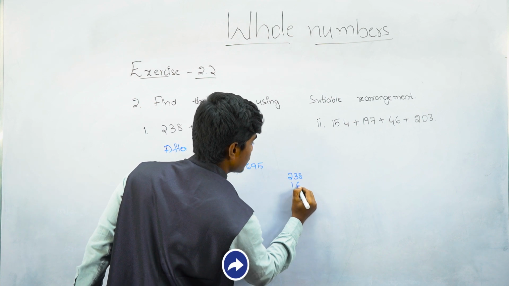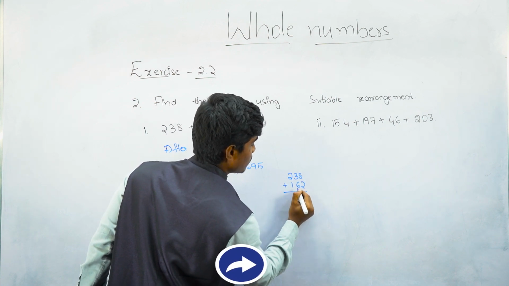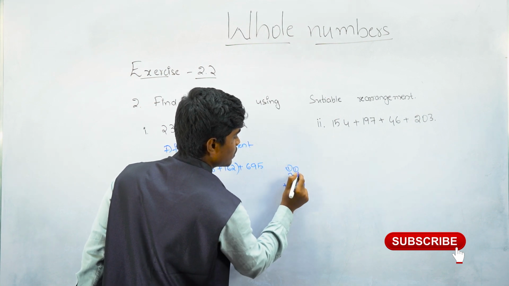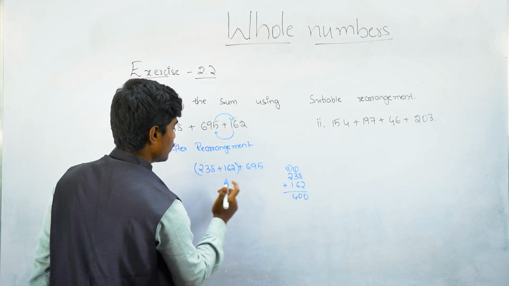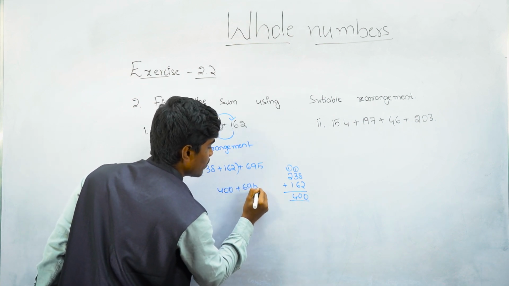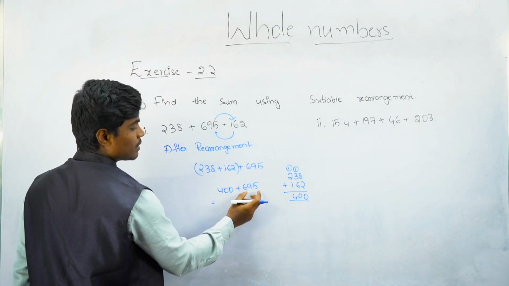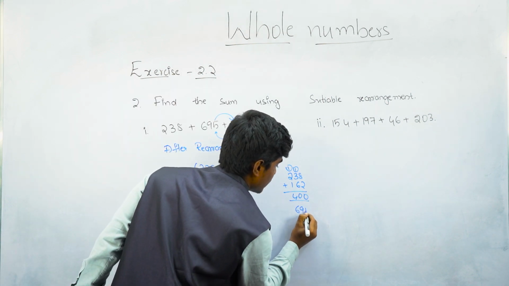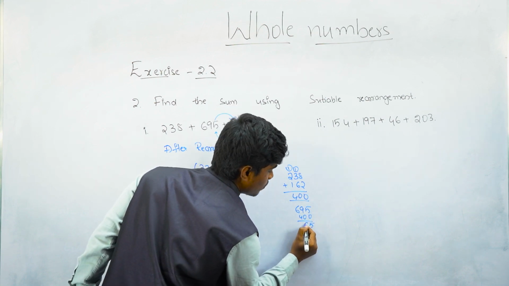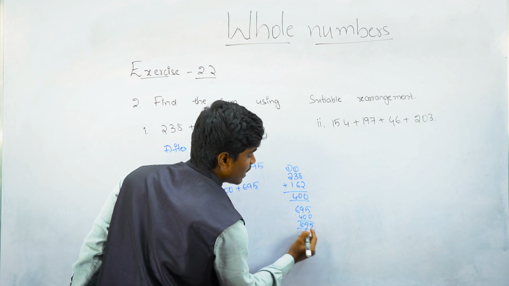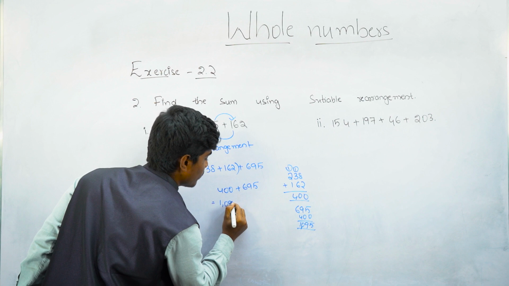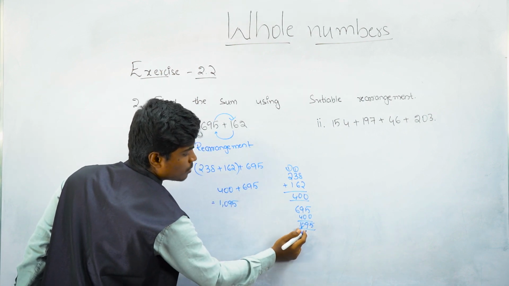238 plus 162. 8 plus 2 is 10. 3 plus 1 is 4. 4 plus 6 is 10. 1 plus 2 is 3. 3 plus 1 is 4. So the answer is 400. 400 plus 695. Now let's add 695 and 400. 5 plus 0, 5. 9 plus 0, 9. 6 plus 4, 10. So the answer is 1095.